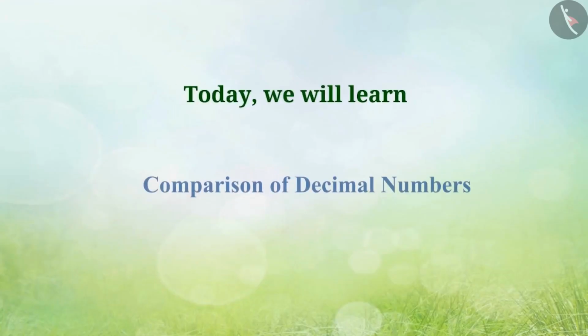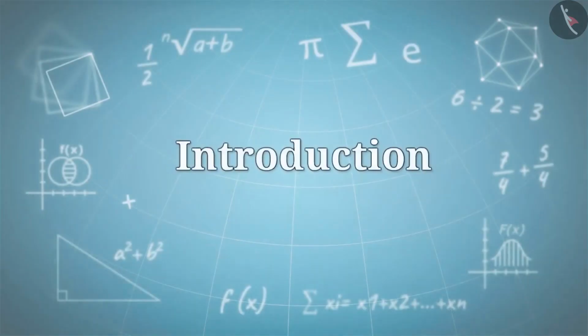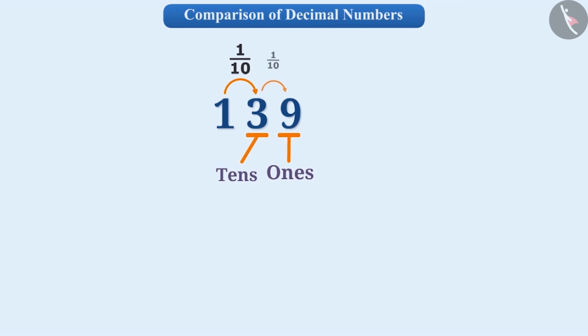Today, we will learn comparison of decimal numbers. How do we compare decimal numbers? In any number, as we move towards the right, the place value decreases by 10 times. We can say that the units place is 1/10 of tens place, and in the same way, the 10th place is 1/10 of units place.